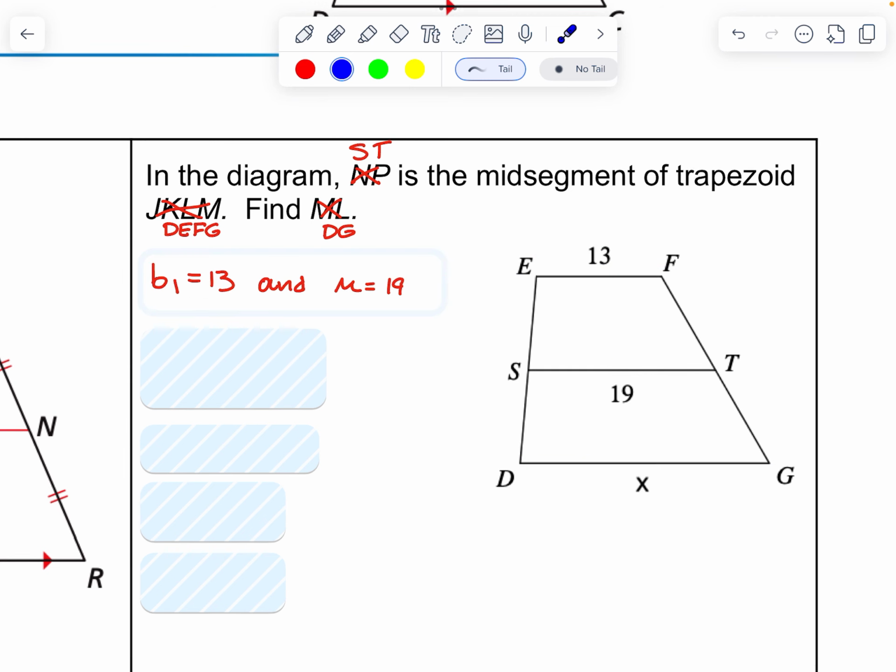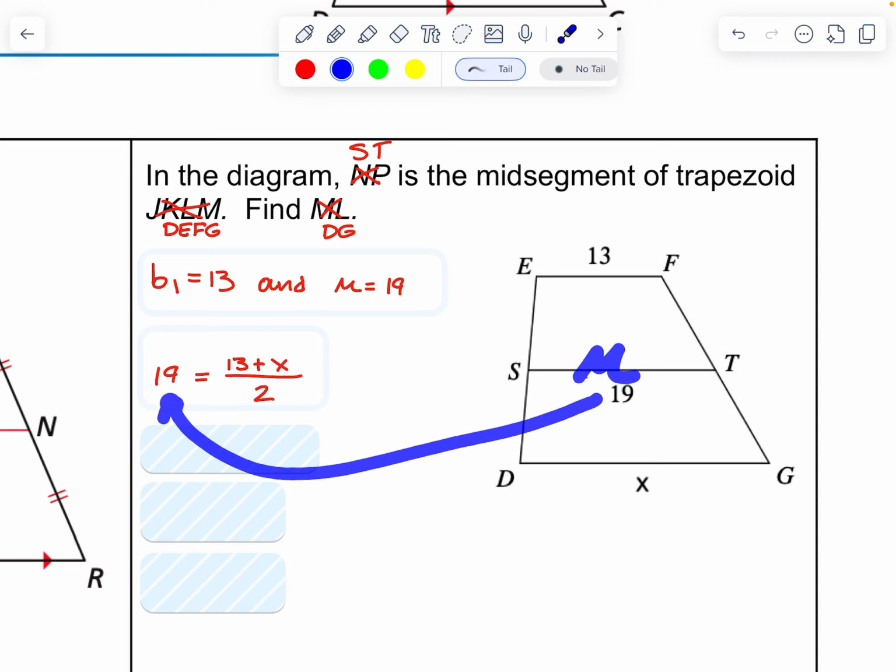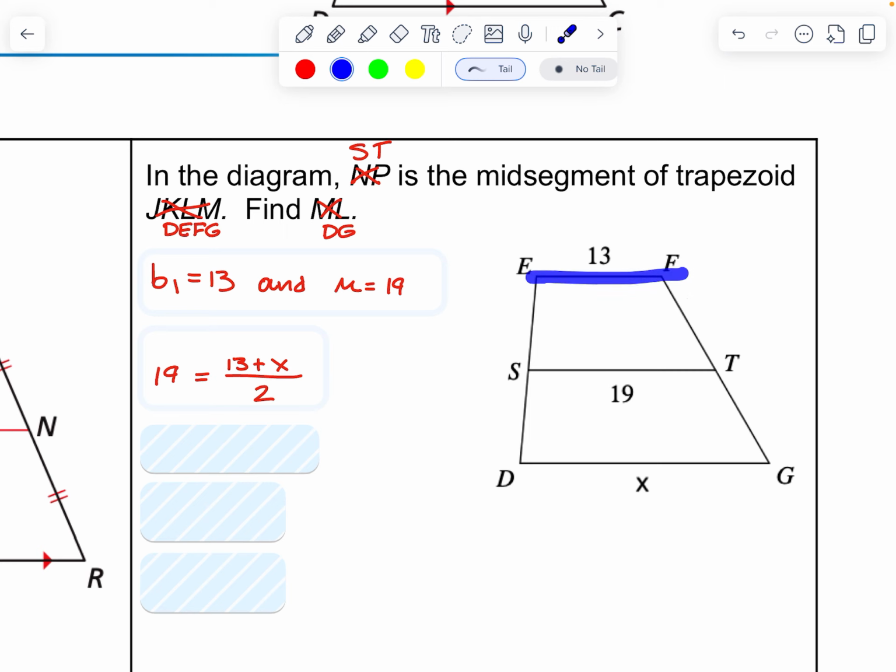So I'm going to use the same formula that I just used, except I'm substituting different information, right? My mid-segment is 19. My base 1 is 13, and my base 2 is x. Or I could just leave that as B2. Either would be fine.